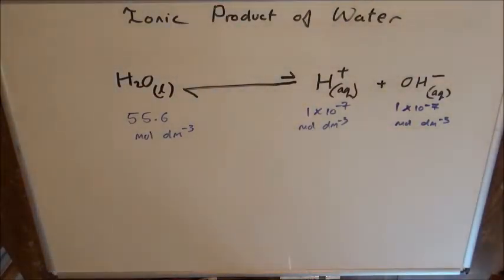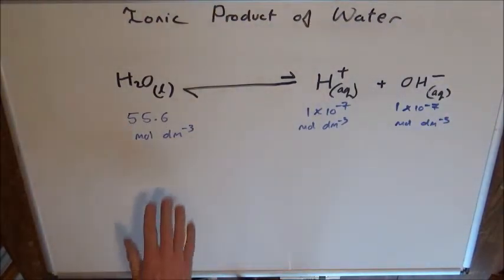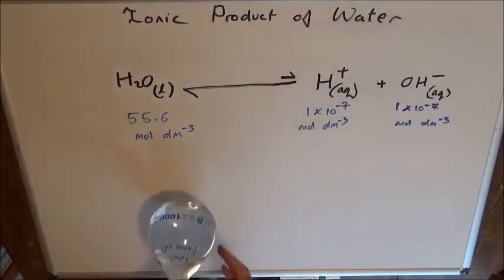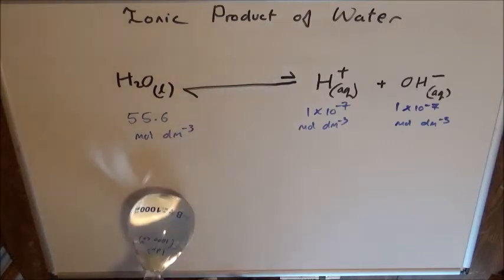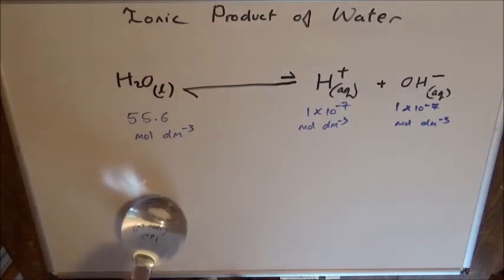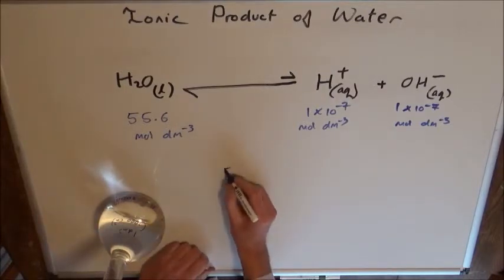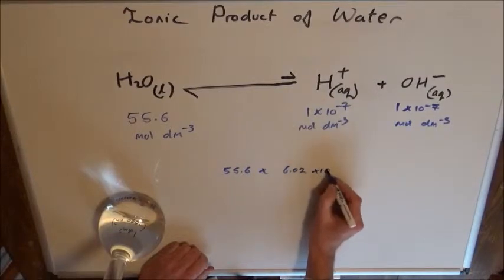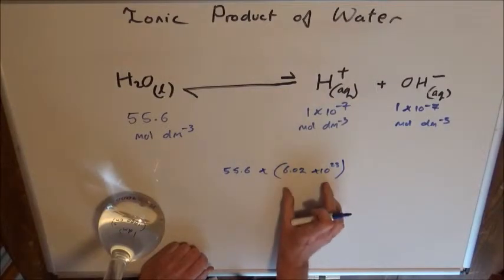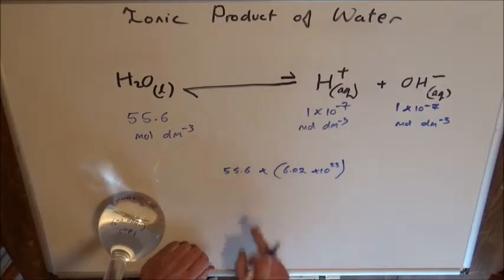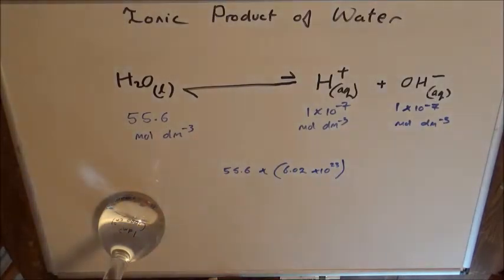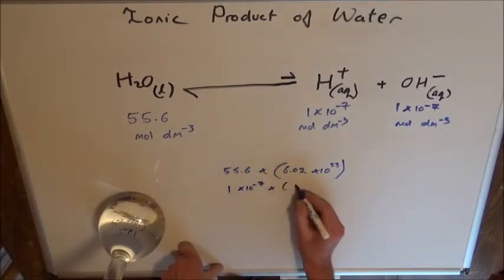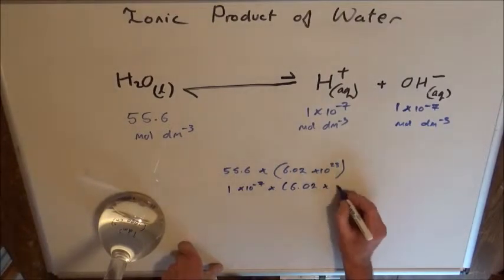Hopefully now you can appreciate how few of the H2O molecules are dissociated. In a whole decimeter cubed of water, I've got 55.6 moles of water molecules. So that's actually 55.6 times 6.02 times 10 to the 23. That's 1 mole of water molecules, and I've got 55.6 of those, so that's a very big number, but I've only got 1 times 10 to the minus 7 moles of H plus ions.